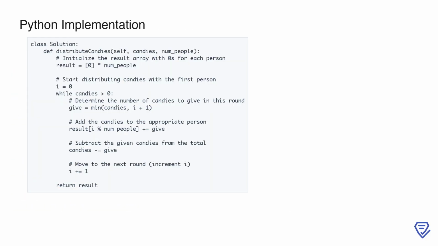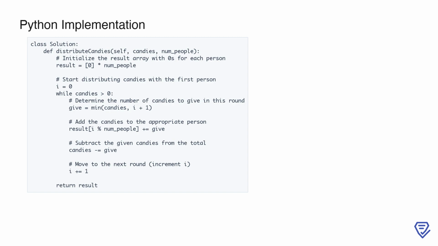The provided solution solves the problem of distributing candies among a given number of people in a cyclic order. Here's the detailed explanation of each part of the code. 1. Initialization. The result list is initialized to a size equal to the number of people, num_people. Each person starts with 0 candies. This is achieved with [0] * num_people. 2. Distribution loop. A while loop runs as long as there are candies left to distribute. The variable candies tracks the remaining candies. The variable i keeps track of the current round of distribution.